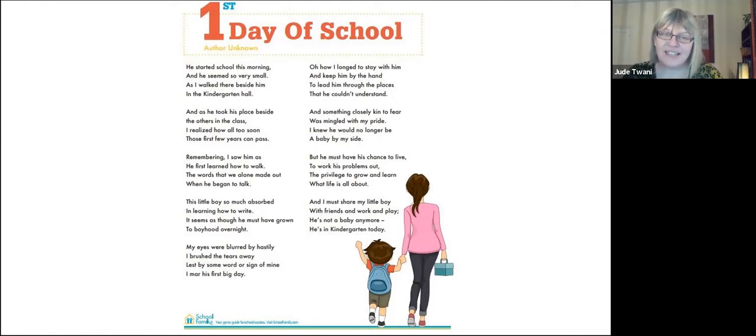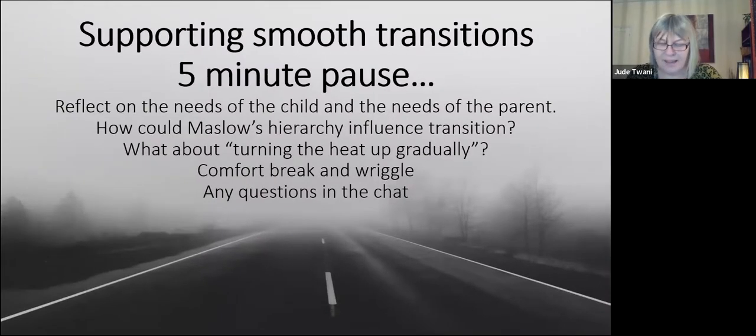So think about the needs of your parents. Remember, they all have different needs. They all come with different baggage and different experiences. And it's tuning into those needs as well. I'm going to pause for a moment here and just allow you a 5-minute pause to reflect on what I've said so far. I'm really setting the scene. The second half of my talk, really, we're going to dig a bit deeper into some of the key elements that I feel are really important to look at and to consider during times of transition.